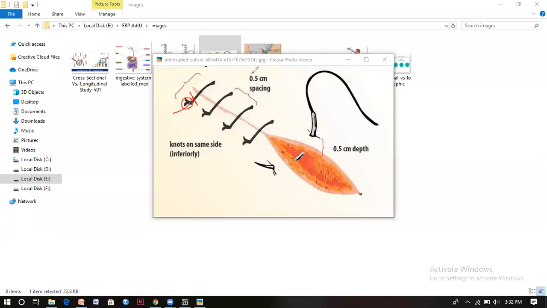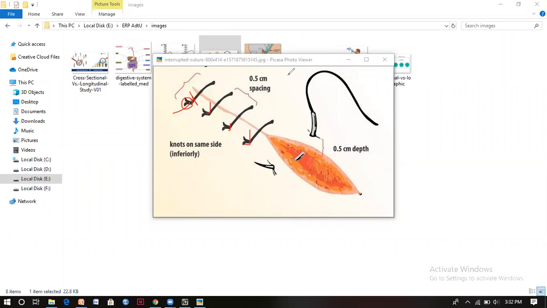The same thing goes for these sutures as well. We will hold the knot, cut it, and pull it out. Understood? Yes, ma'am.